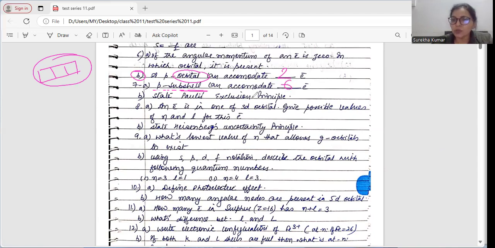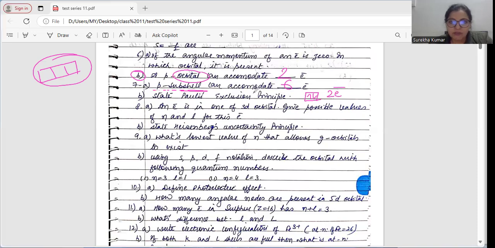State Pauli's exclusion principle. Whenever this question is asked, concentrate on this dabba, orbital and 2 electrons. Whenever you think about Pauli's exclusion principle, just remind yourself this orbital having 2 electrons. And this is the definition: each orbital can accommodate 2 electrons with opposite spin. This is the definition of Pauli's exclusion principle.